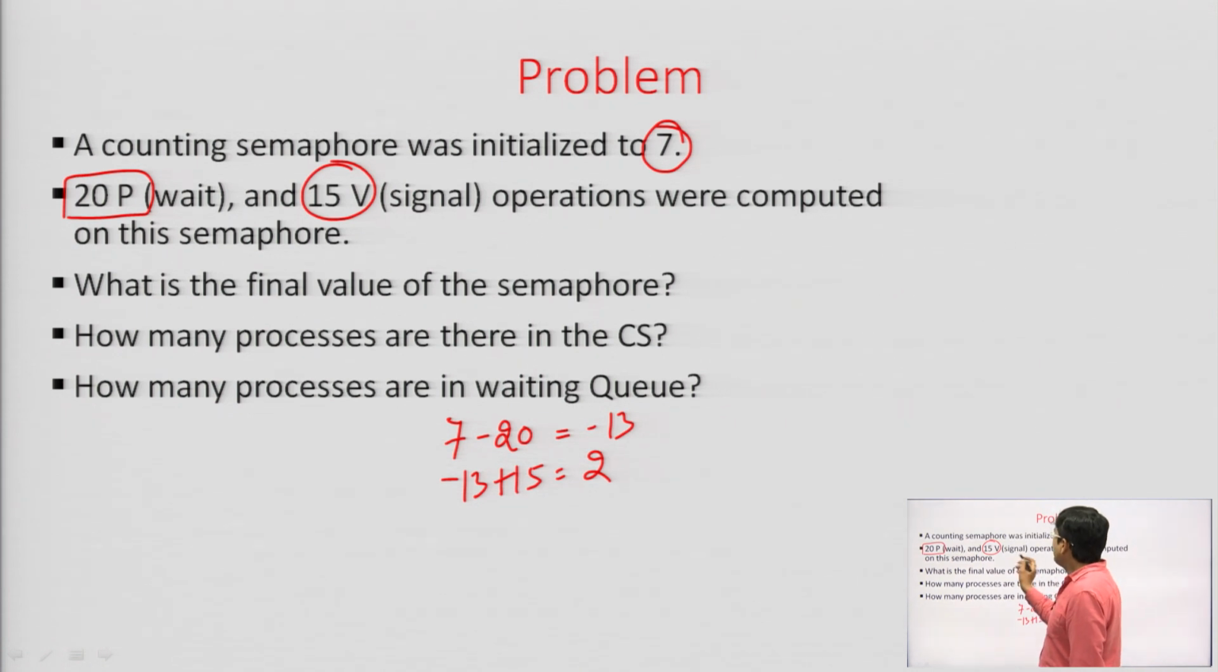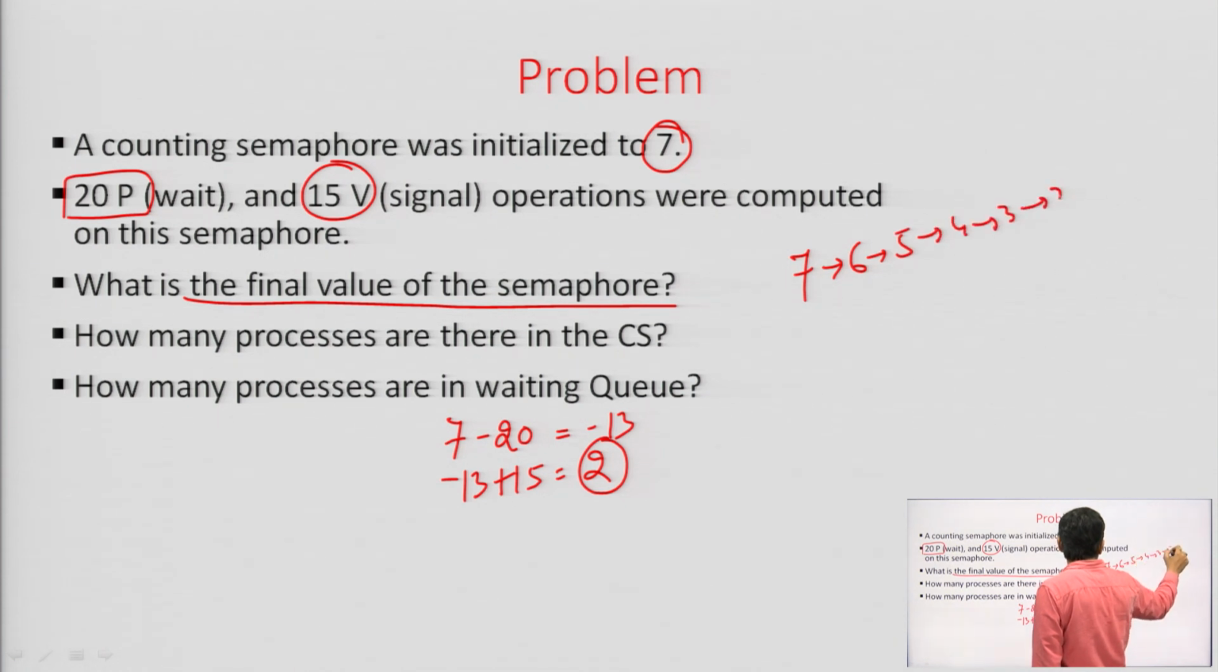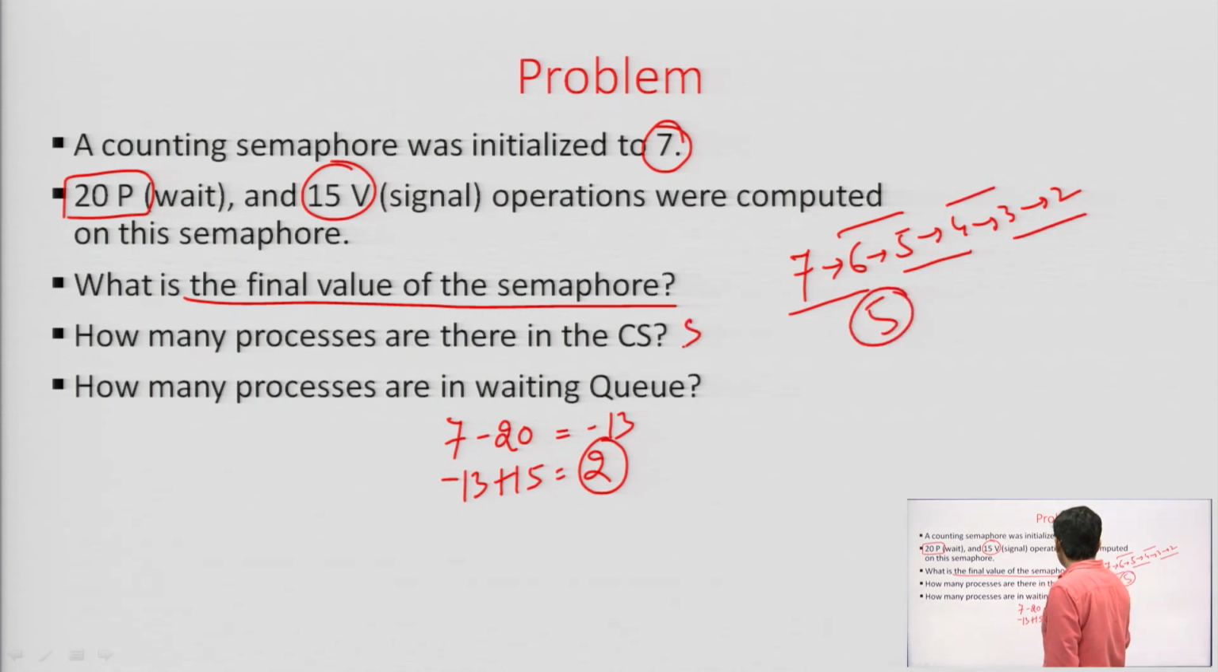Now, the question asked is what is the final value of the semaphore, and obviously it is 2. The initial value of the semaphore was 7, it must have gone from 7 to 6 to 5, 4 and 3 then 2. So, 1, 2, 3, 4, 5 processes will be there in the critical section at this moment. And how many processes are there in the waiting queue?